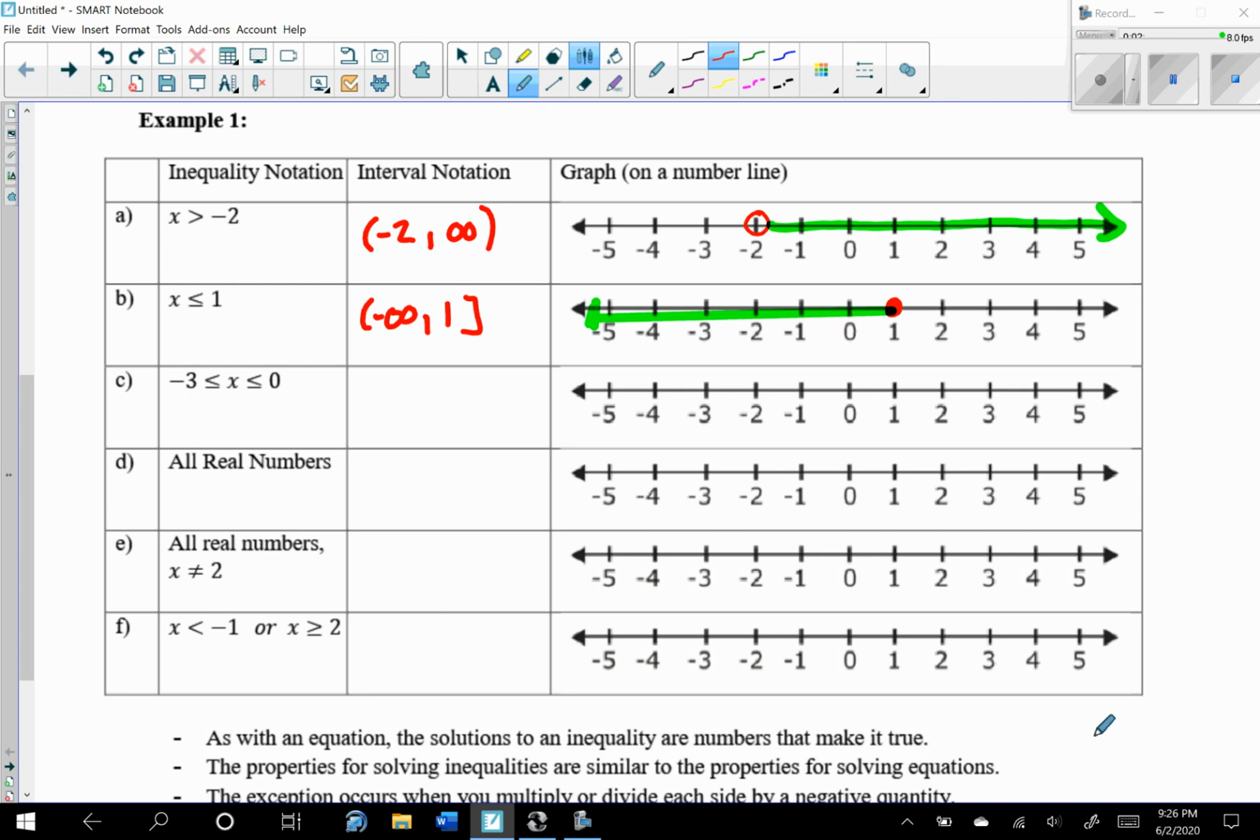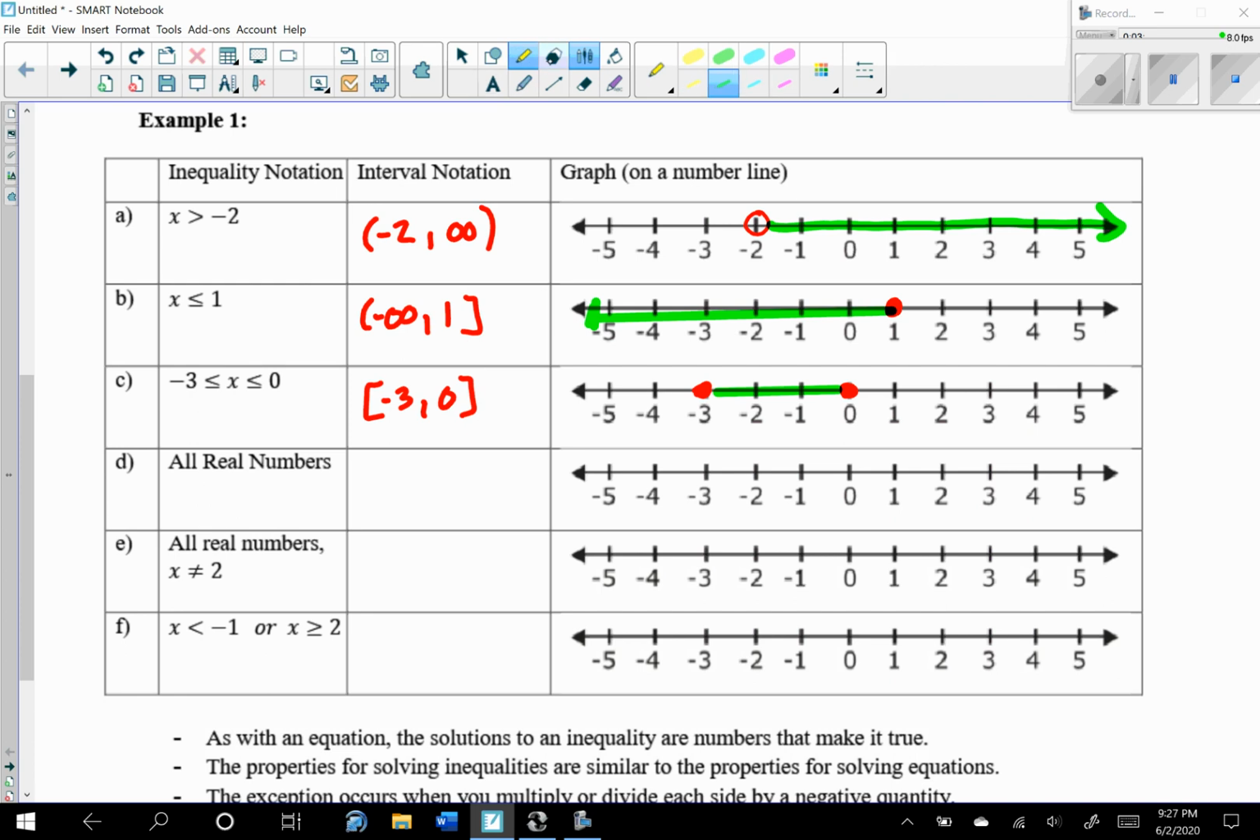Looking at the next one, we have values of x in between -3 and 0, including both those values. So on our number line at -3, we have a closed circle, and at 0, we have a closed circle. And on our number line, we are going to shade in between. And so if we want to write our interval notation, because we're including both values, we have bracket -3, comma, 0, bracket.